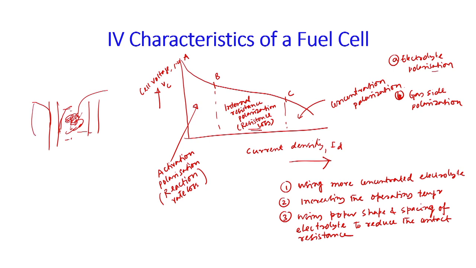And this side is the gas side. This is caused again by slow diffusion of reactants through the porous electrode to the site of reaction, or slow diffusion of product away from the reaction site. We can reduce this effect by increasing the operating temperature of the cell. So this information is very, very important while designing a fuel cell.